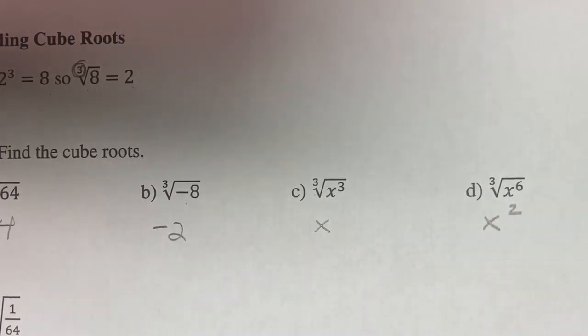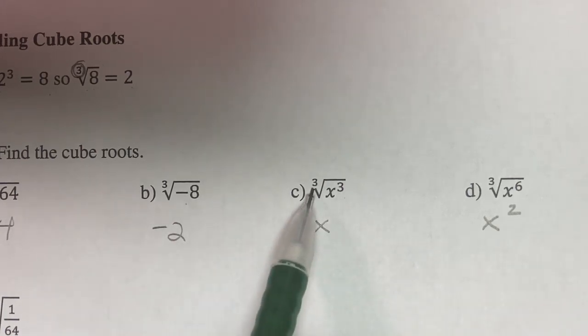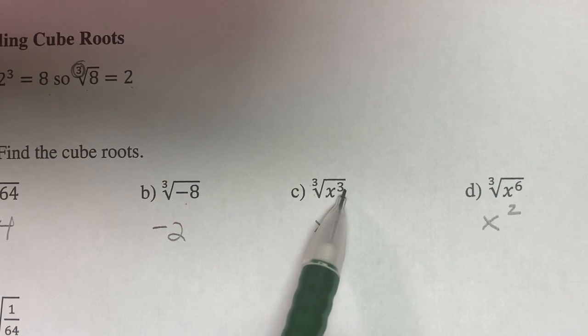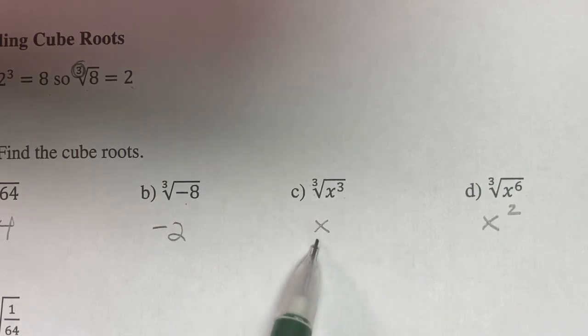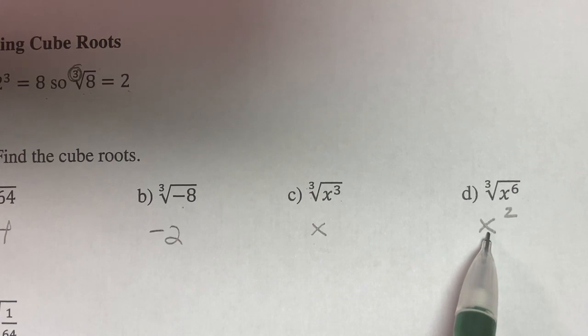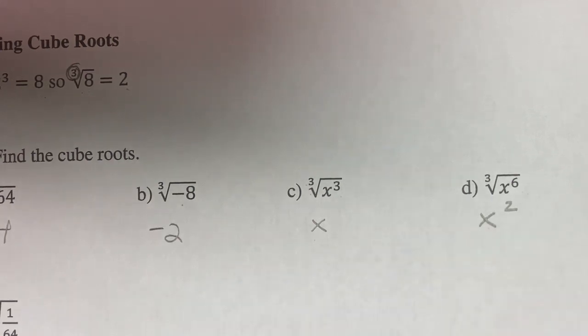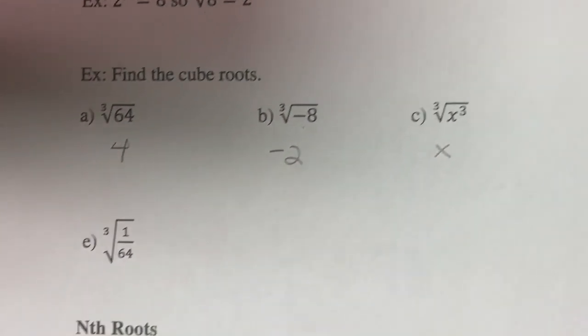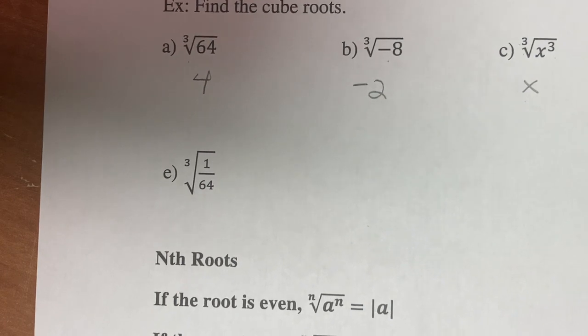So are you kind of seeing a little shortcut here? What you do is you take the index and divide it into the exponent. 3 goes into 3 once. So the cube root of x cubed is x to the 1st. Here, 3 goes into 6 twice. The cube root of x to the 6th is x squared. We'll talk a little bit more about that as we go on.